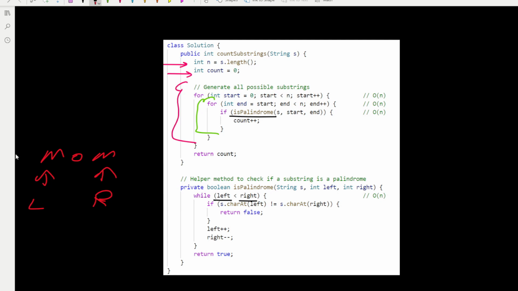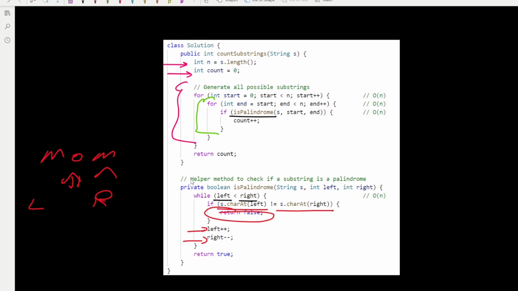We check if the character on left is the same as the character on right, and we keep moving forward. Or in another way, we can say, at any point, if the character on left is not equal to the character on right, we immediately return false. But if they are equal, what do we do? We increase left, we decrease right, exactly as we said. So this is the brute force. Generate all substrings, and for each one, check if it's a palindrome.